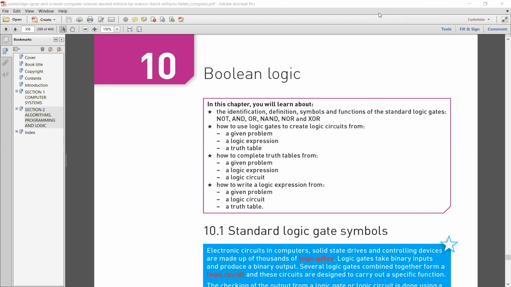Today we are learning the topic Boolean Logic, that is chapter number 10 of our book. What is it? You need to know that we have to study the symbols and the functions of these gates, such as AND, NAND, and XOR. We also need to create the circuits from the given problem, the expression, or the truth table. And we'll also be learning how to complete the truth table from a given problem, a logic expression, or a logic circuit.